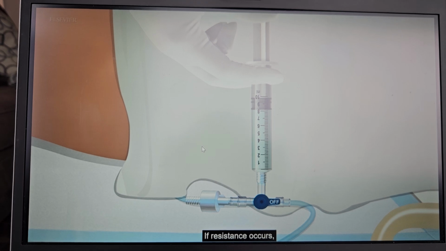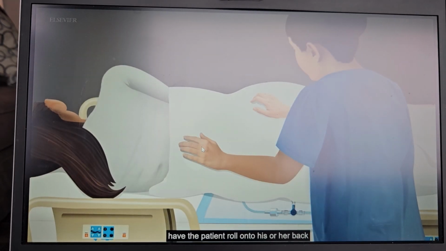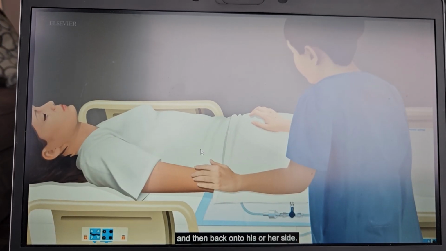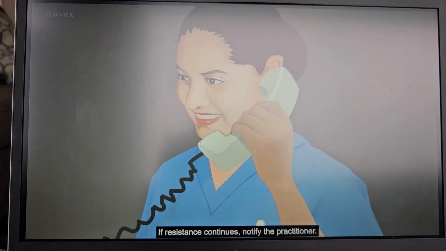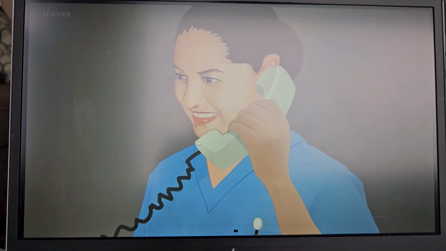If resistance occurs, have the patient roll onto his or her back and then back onto his or her side. Never force the solution into the catheter. If resistance continues, notify the practitioner.